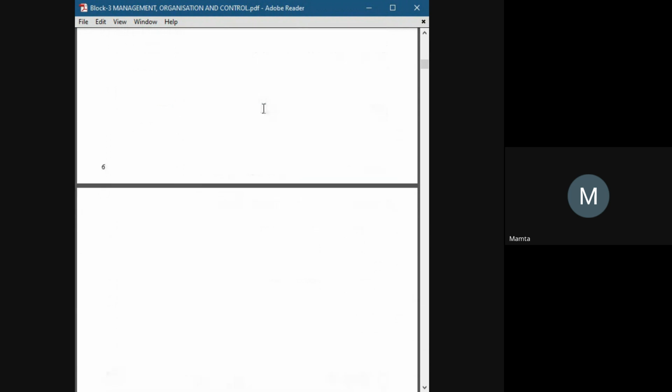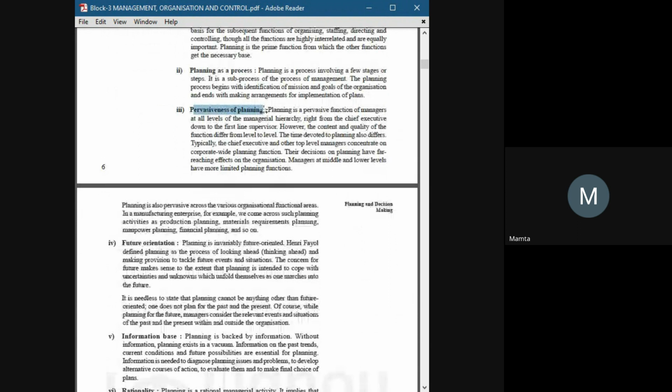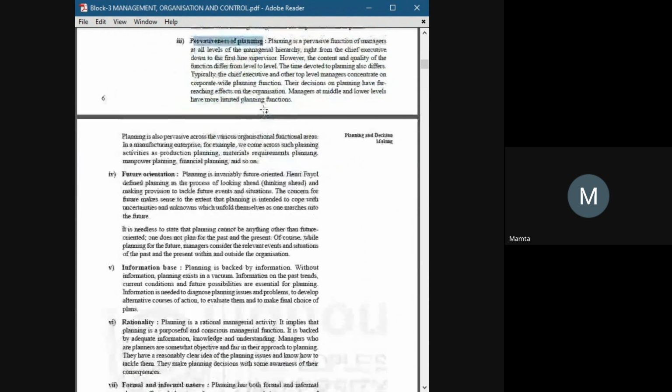Pervasiveness of planning. It means that planning is present in all parts or levels of management. Like top level management also does planning, subordinates also do, supervisors also do planning, managers also do planning. Every person in a business organization plans their work according to their goal. So it is pervasive in nature.